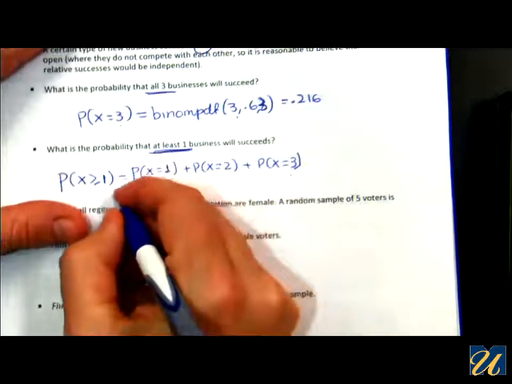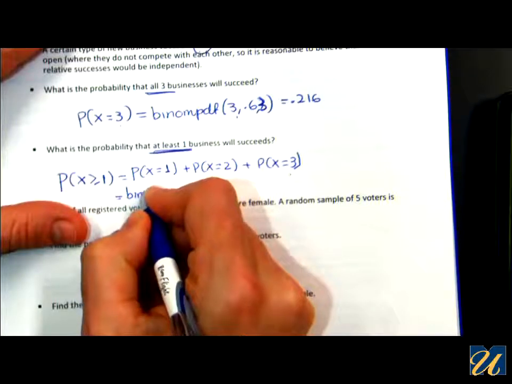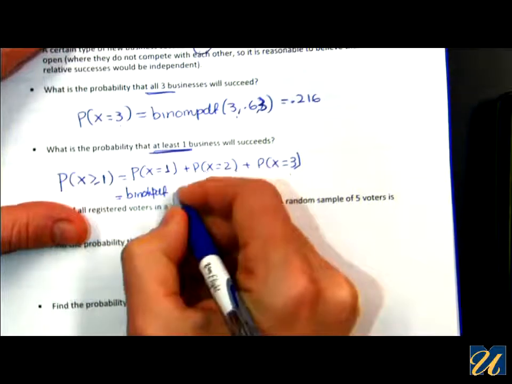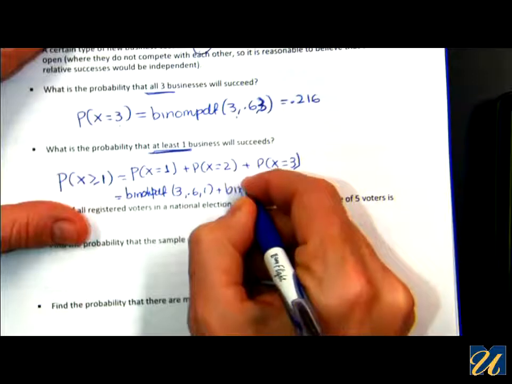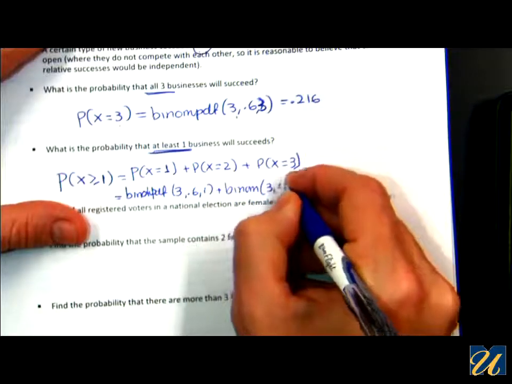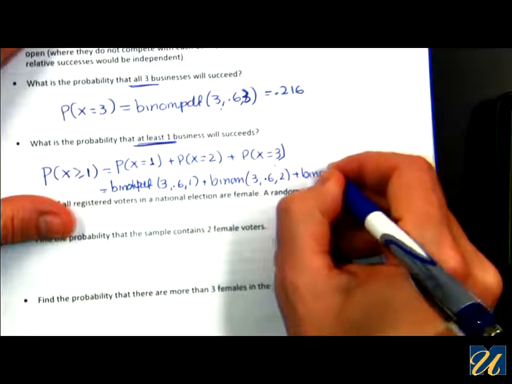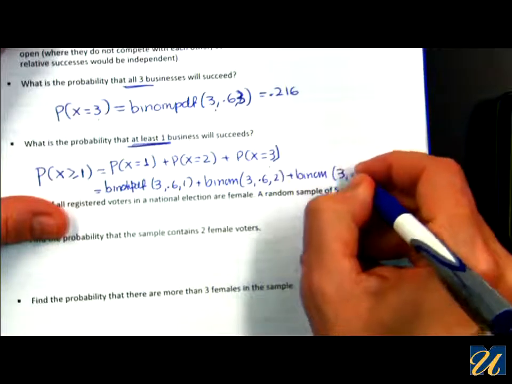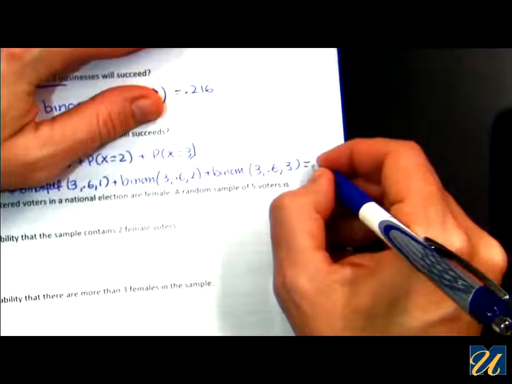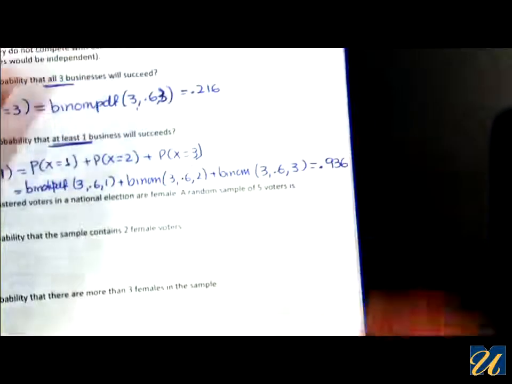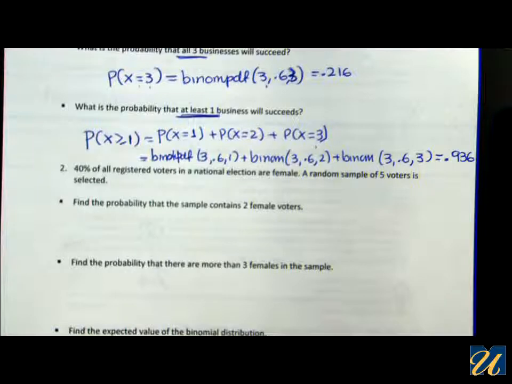So this would be, let me just write it down: binomial PDF 3, 0.6, 1 plus binomial PDF 3, 0.6, 2 plus binomial PDF 3, 0.6, 3. You add them all, and once you do your calculations, this will be 0.936. Again, keep in mind that we have binomial probability distribution.